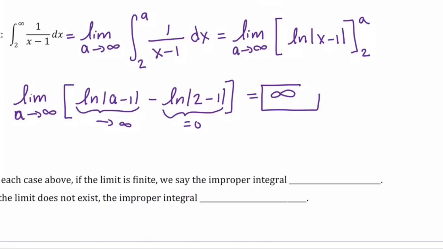In each case above, if the limit is finite, like it was in the first example, we say that the improper integral converges. If the limit does not exist, like the last one we just did, then we say that the improper integral diverges.